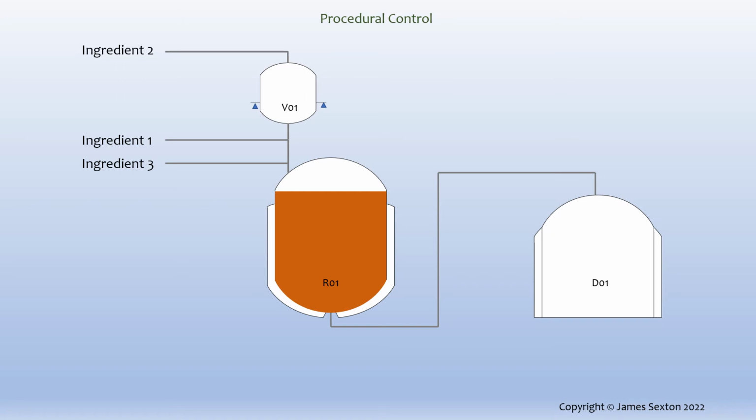Here are some examples of procedural control. Add could be adapted by specifying both a material and a quantity to add to the reactor. Weigh. This can be adapted by specifying a quantity. Mix could be adapted by specifying a time to mix for, and so on. Notice what makes this type of control distinct from basic control is that it always affects the batch or batch ingredients.